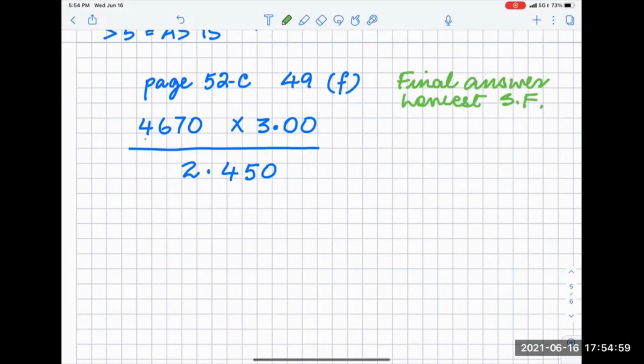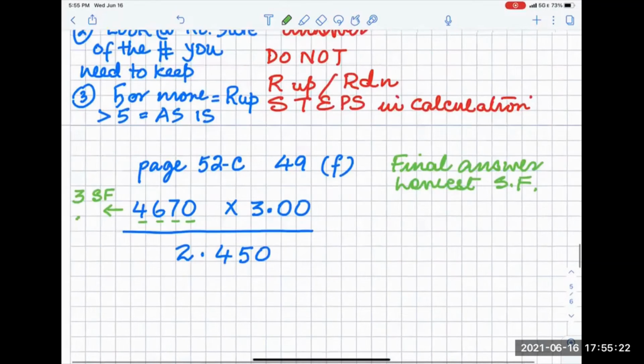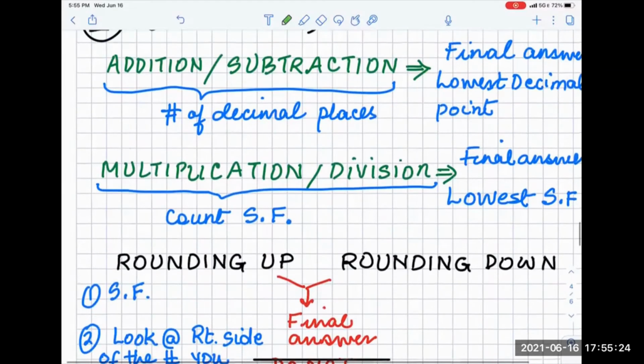So this guy, 4670, is an exact number, and there's no decimal. That's the tricky part, because this could be 3 significant figures, but it could be 4 significant figures also. So let's keep it at 3 significant figures. Here's something that is not in your book, so make a note of it.